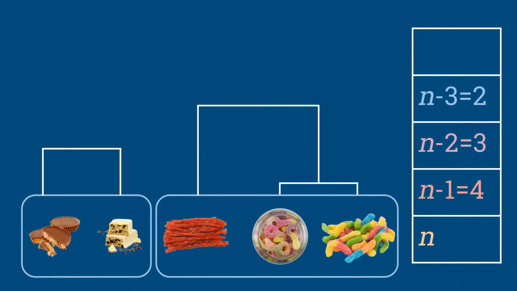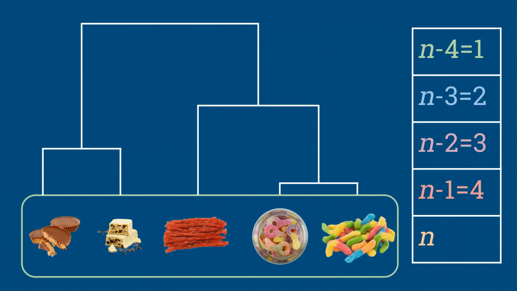For the next iteration, we again combine the two most similar clusters. Since licorice is more similar to the sour candies than it is to the chocolates, we combine these two clusters into one, which gives us n minus 3 equals 2 clusters. On the very last iteration, we again combine the two most similar clusters into one, which in this case leaves us with just one cluster overall. We've now finished the agglomerative hierarchical clustering algorithm, and here we have a completed dendrogram.